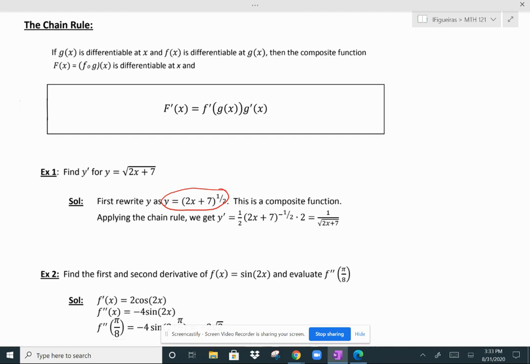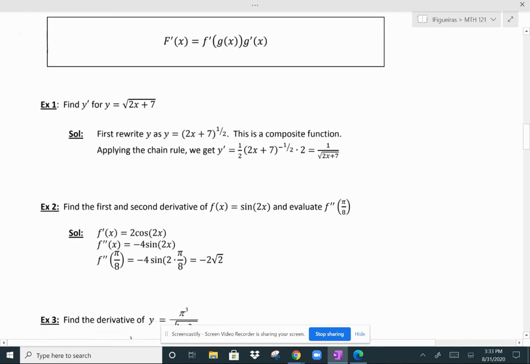So applying chain rule means that you take the derivative of the outer function first, and the outer function is raising it to the 1/2. So that's what you see here. It's 1/2 times 2x plus 7 to the, and then subtract 1 from the exponent, so it's to the negative 1/2. And then times the derivative of the inner function, and the derivative of 2x plus 7 is 2. Then you simplify, the 2's cancel, and so you get 2x plus 7 to the negative 1/2, which is the same as 1 over the square root of 2x plus 7.